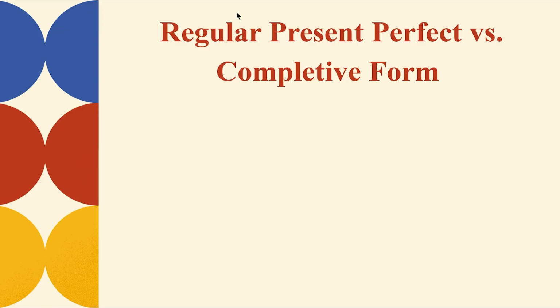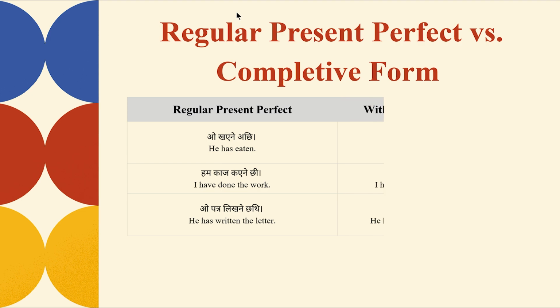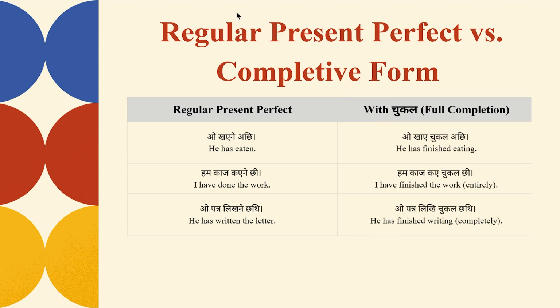Okay, so let's look at the main difference between regular present perfect and the completive form. Where we have regular present perfect, where the action might or might not be complete in the present, we'll have something like O khaine h, he has eaten. But when we know that the task has been done, the action has been completed, we will say O kha chukal h, he has finished eating or he is done eating.